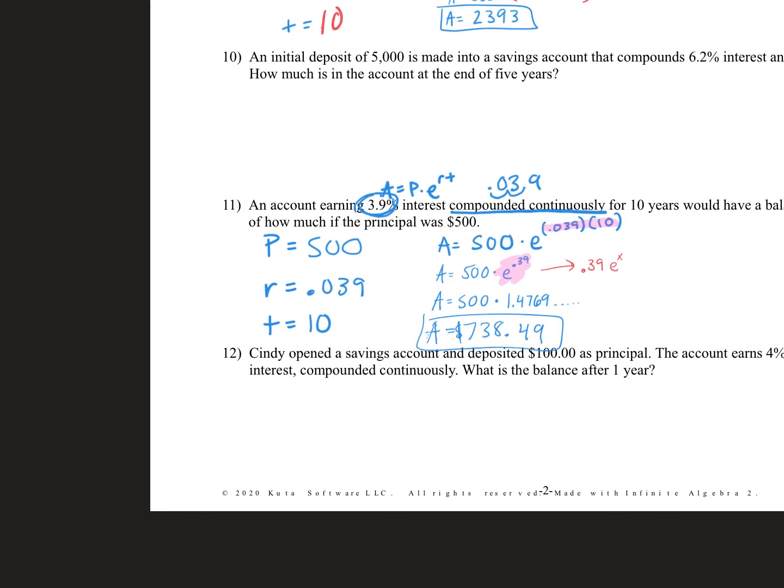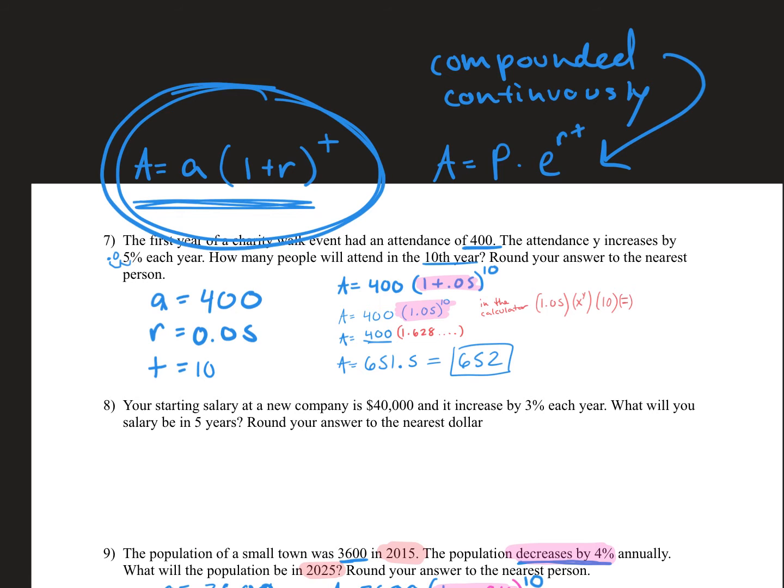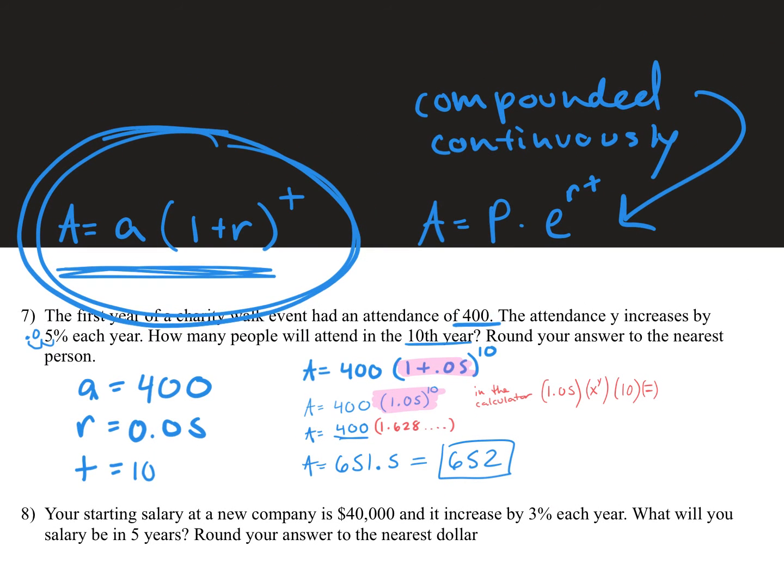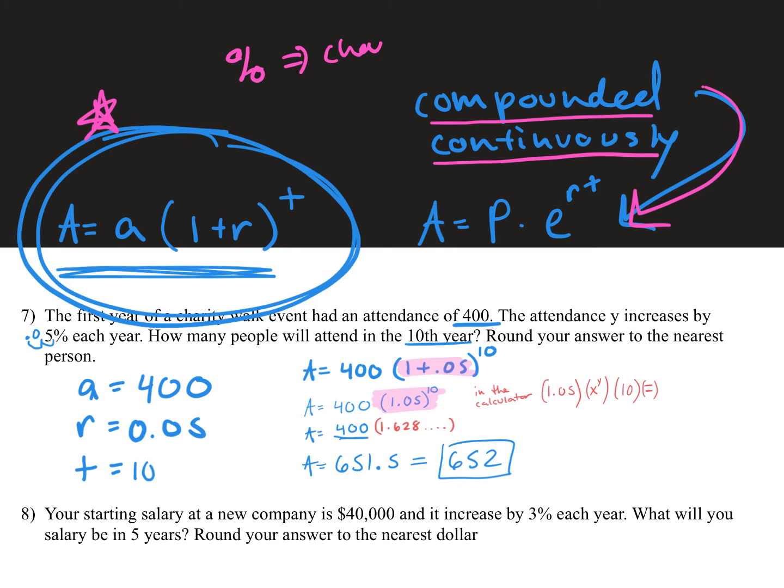All right, next page. So just a little reminder from yesterday. We use this formula for our word problems, unless it says compounded continuously, then we use our PERT formula. And anytime you have a percent, you have to change it to a decimal. And then just make sure you know how to put it in your calculator.